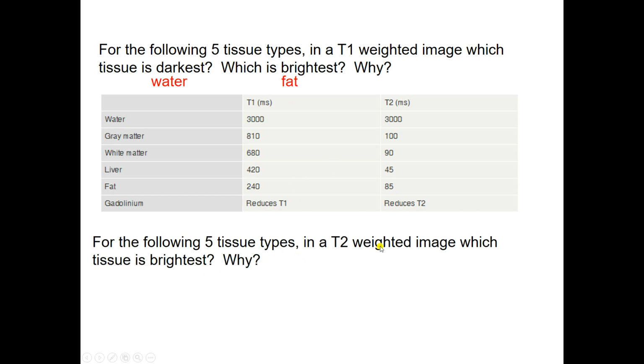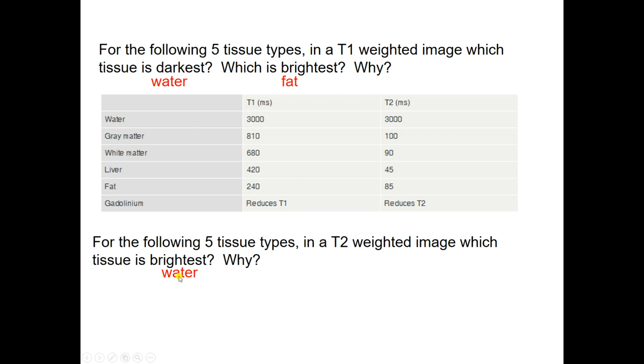On the other hand, my next question here is for the following 5 tissue types, in a T2 weighted image, which tissue is brightest? Why? Now, what's important to remember is it's not, oh, brightest in T1 is brightest in T2. In general, that's not true. So if your first thought is, oh, it's bright in T1, fat, so I'm going to say fat again, probably your first thought should be, no, let me just pick the opposite. That's not always true, but T1 and T2 are not the same thing. So if it's brightest here, it's probably not going to be brightest in T2. And in fact, it's just the opposite now.